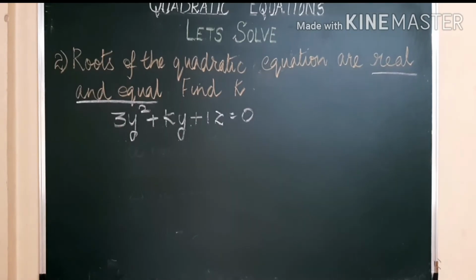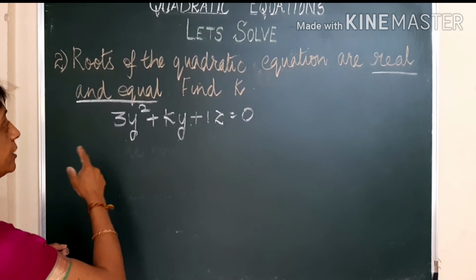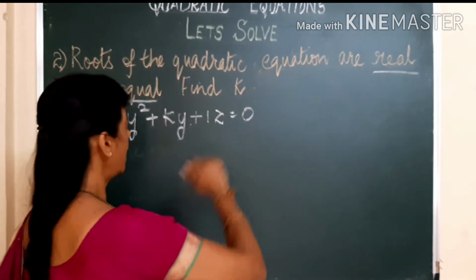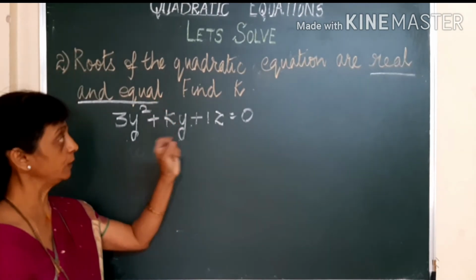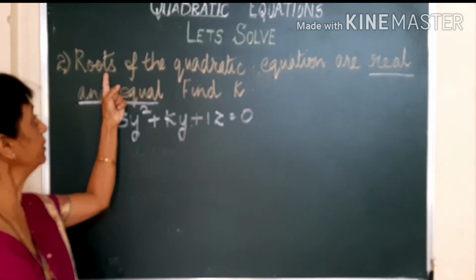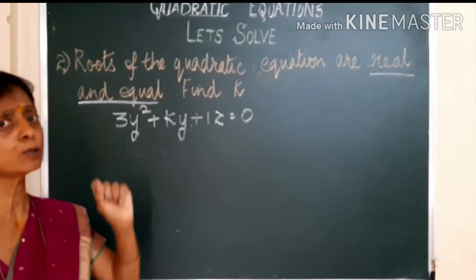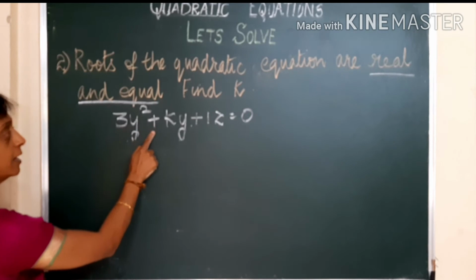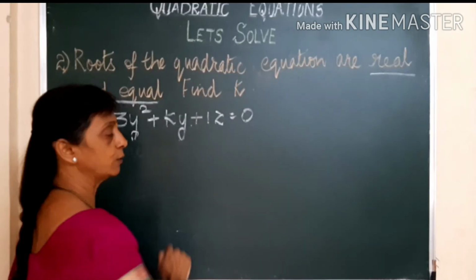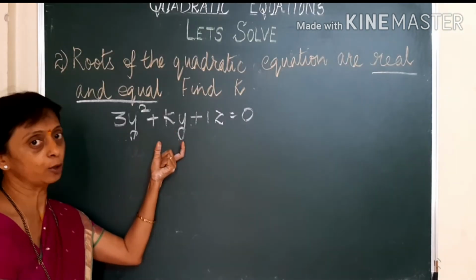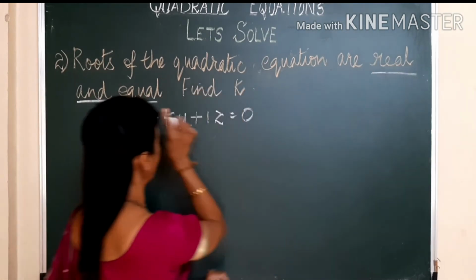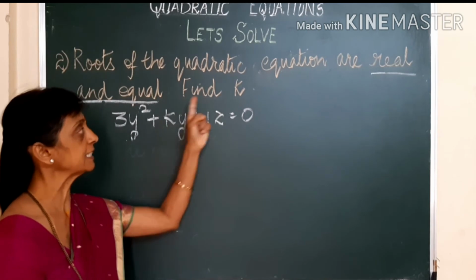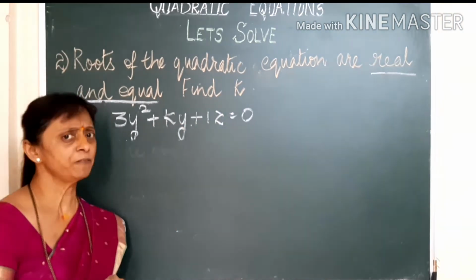Now children, let's move on to solve another problem. Let's read the problem written on the board. The roots of the quadratic equation are real and equal. Find k. So what is given over here? The roots of a particular quadratic equation. Which quadratic equation, children? 3y squared plus ky plus 12 is equal to 0. The roots of this equation are real and equal. We have to find out the coefficient of y, that is, find k. Now children, we have learned.